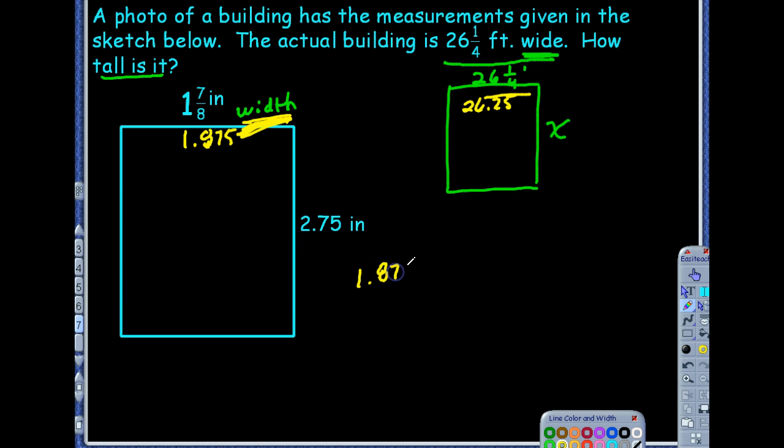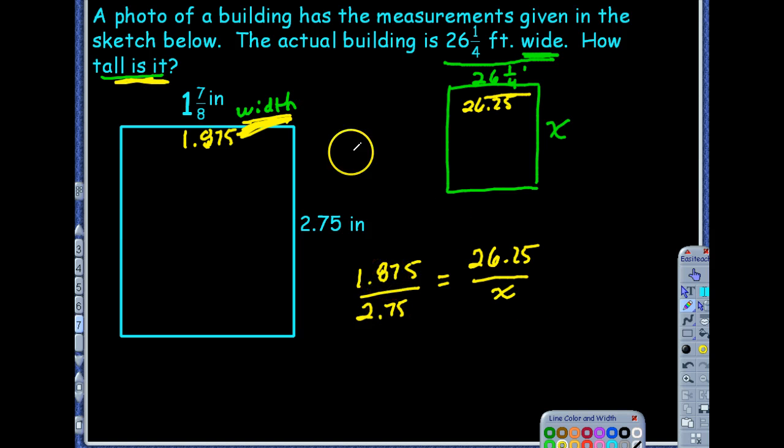So it'd be 1.875 over 2.75. And we don't need the units actually in the problem. Equals 26.25 over x. So we're doing width to length, or height, because it's talking about how tall it is. And we don't know how tall the other building is. Now, one thing to keep in mind, when you get your answer, you're talking about how tall the building is. Since I have no units in this, don't get confused. Are we dealing with inches of the building or feet? We're dealing with feet. So keep that in mind.